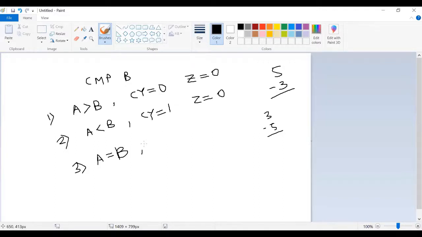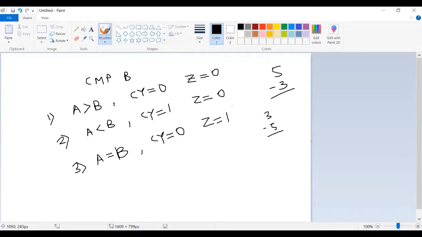If A is equal to B, then the carry flag will not be set, but the zero flag will be set. Why? Because if A is equal to B, 5 minus 5, the result will always be 0. Assume the accumulator content is 5 and the content of the B register is 5. Then 5 minus 5 is always 0, so the zero flag will be set, meaning 1. So based on these three conditions, the carry flag and zero flag will be affected.